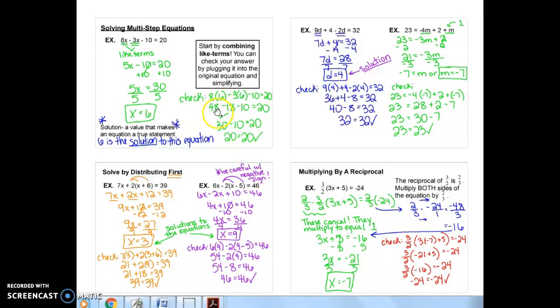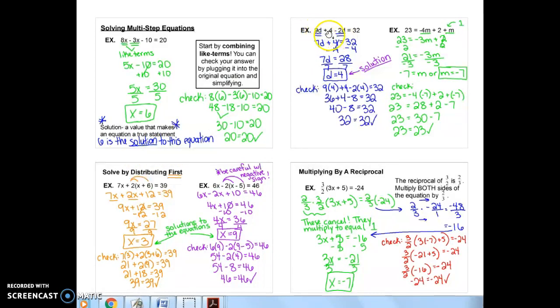8 times 6 is 48. 3 times 6 is 18. Carry down your minus 10 and your equals 20. 48 minus 18 is 30. Again, I do this addition and subtraction left to right. That's just my order of operations. So 48 minus 18 is 30. Bring down your minus 10. And then 30 minus 10 is 20. So that means that my value of 6 gave me a true statement, which means that 6 is the solution to this equation.